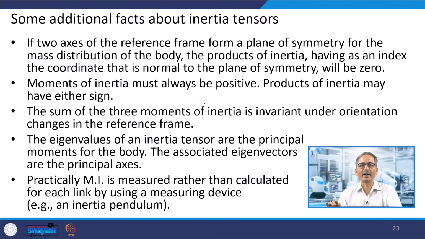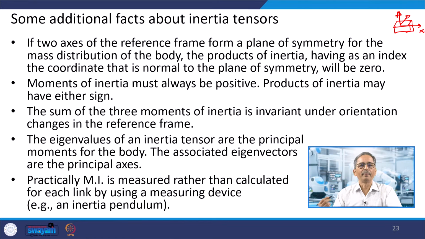Some additional facts about the inertia tensor. If two axes of the reference frame form a plane of symmetry for the mass distribution of the body, then the product of inertia having as an index the coordinate that is normal to the plane of symmetry is going to be 0. Alright. So, if we have something like this with the x and y here, then any index where z is coming, the inertia corresponding to that cross term is going to be 0.